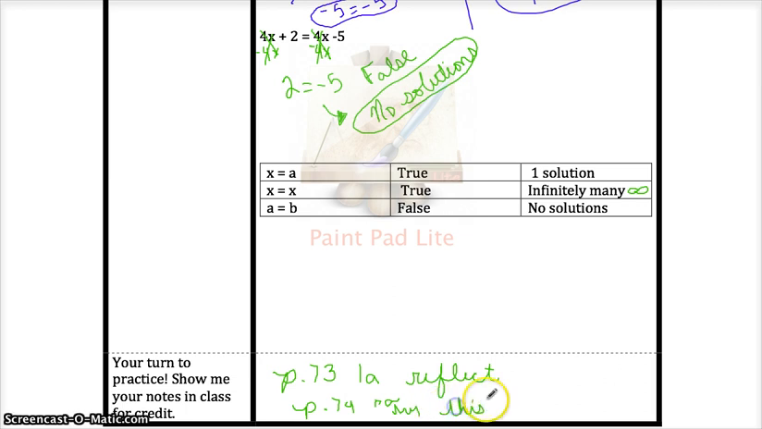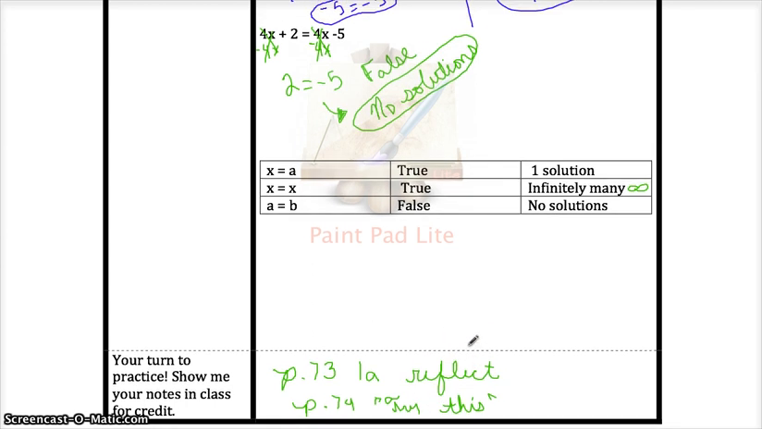And answer the questions. But again, don't do the explore part. That's a little confusing, and I want to do that together with you in class. Okay, so enjoy your light day of homework today, and I will see you very soon in class.